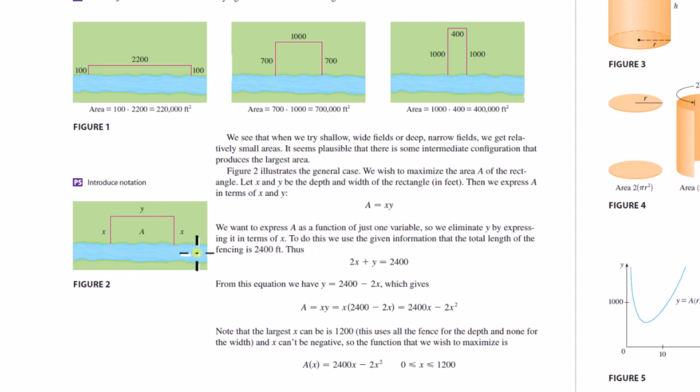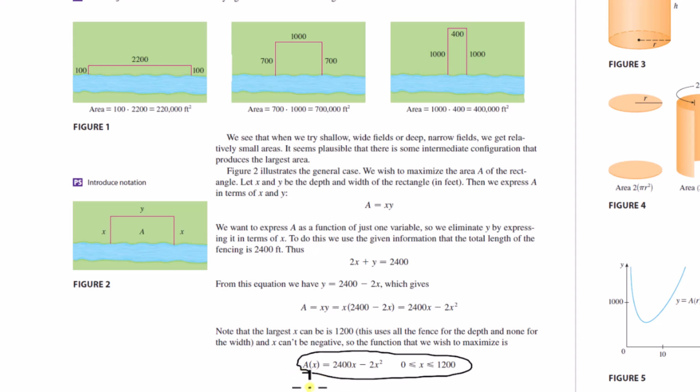So why can X only be 1,200? Because you've got 2,400 feet of fencing. If X is 1,200, you've got two X's. You'd have two fences side by side, and there'd be no depth. Two 1,200 feet long fences, and the Y would be zero. So X can be at most 1,200, and it can't be negative. That doesn't make any sense. So now you've got the domain of the input variable.